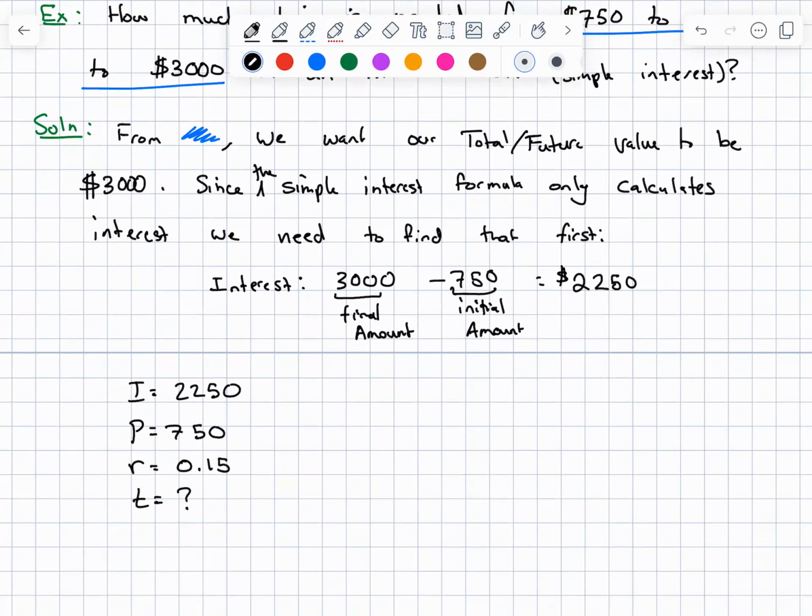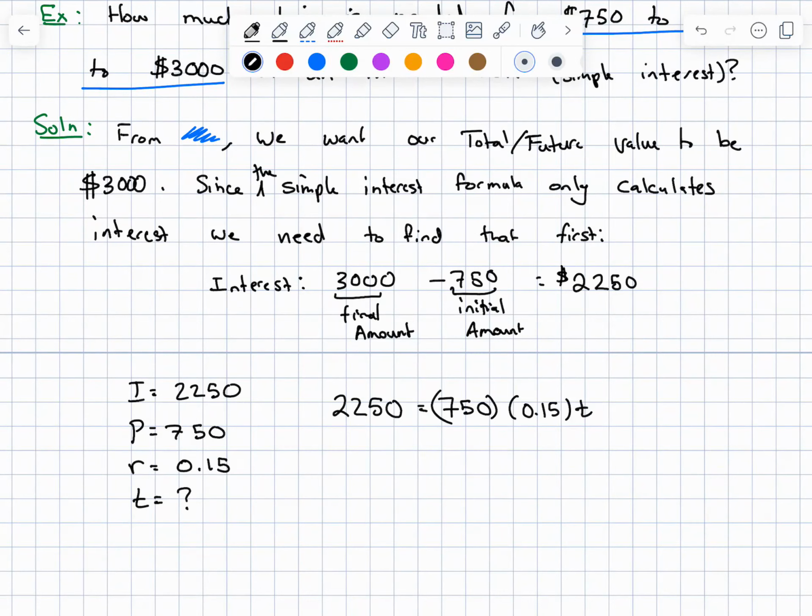So I hope everyone sees the important implication of taking these questions slowly, reading them for everything that they're saying. So making sure, is the interest actually 3,000, or are they saying that the interest plus the principal needs to go up to 3,000, that type of thing? So we have $2,250 equals P, which is 750, times R, which is 0.15, times T, which is T, the unknown.